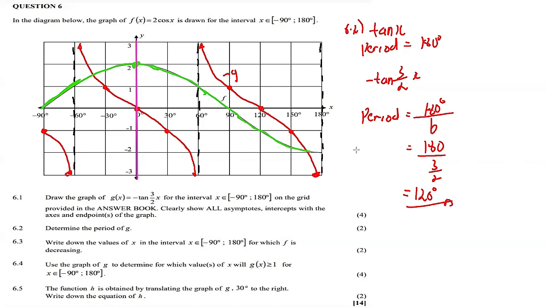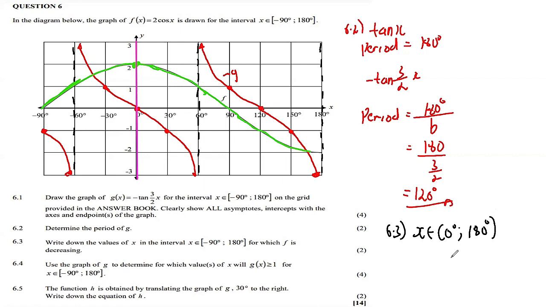Okay, so now in writing the solution to that one, we should say 6.3, the graph of f is decreasing at points where x is an element of 0 degrees all the way to 180 degrees, right? So from x element of 0 degrees to 180 degrees.